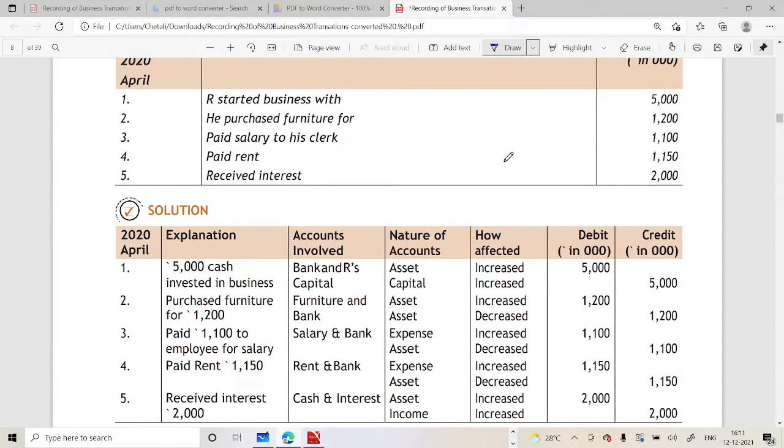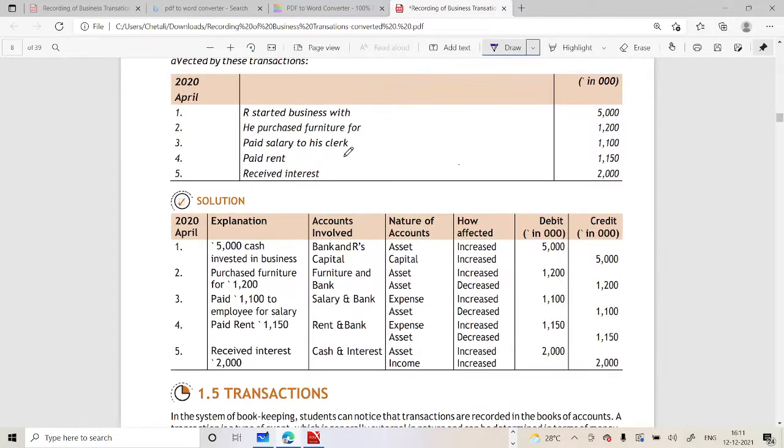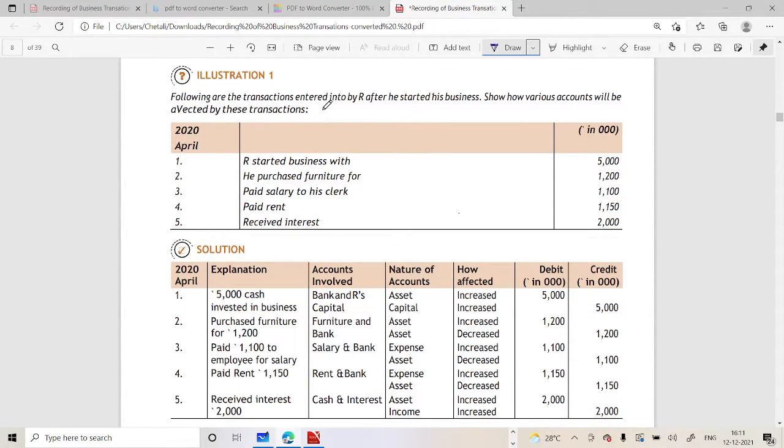Here is an example; let me take one to show what increases and what decreases. The example: the following are the transactions entered into by R after he started his business. Show which of his various accounts will be activated by these transactions.